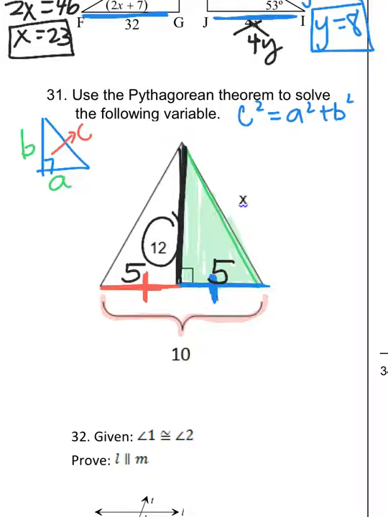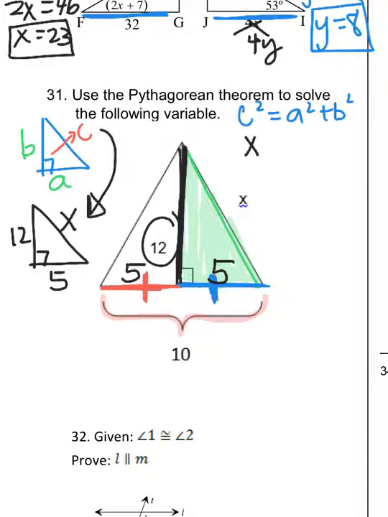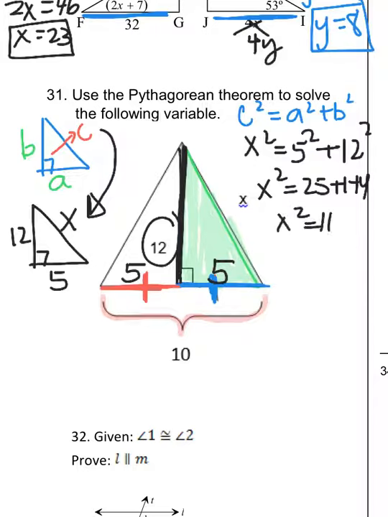So now I have a triangle that looks very similar to the one that I have up here. I have 12 here, 5 here, and x at c. I can substitute my numbers. So c is x, so x squared. a is 5 squared, and b is 12 squared. If I use the calculator, x squared equals 25 plus 144. So x squared is 169.